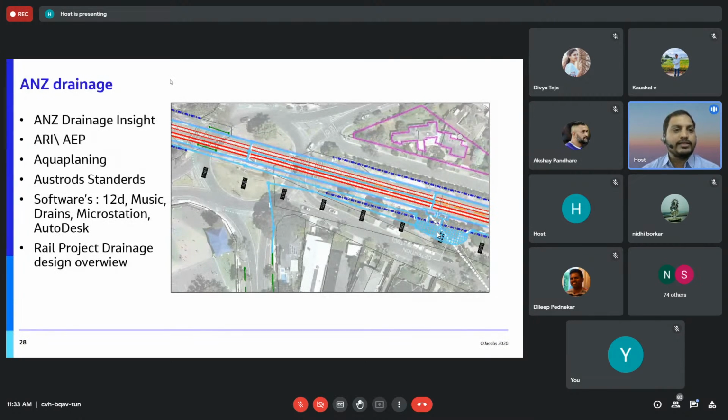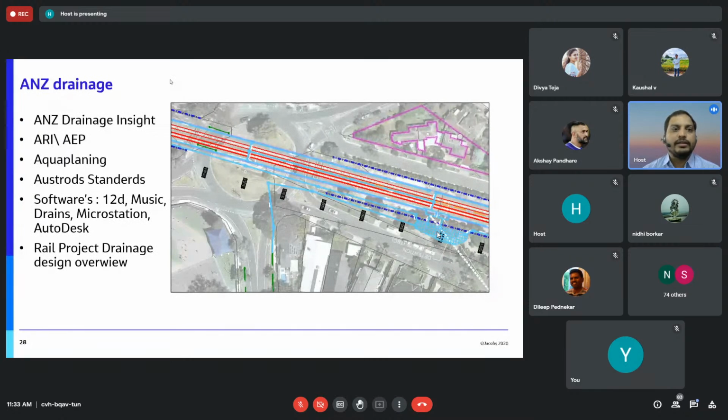When I'm seeing the collection features, they are very much concerned about the collections which is happening from the ground to the conveyance system, which is in the form of pipe. So the aquaplaning check needs to be done properly, because it will affect the vehicle speed limit, or any hazards will be possible if we are not maintaining the aquaplaning check.